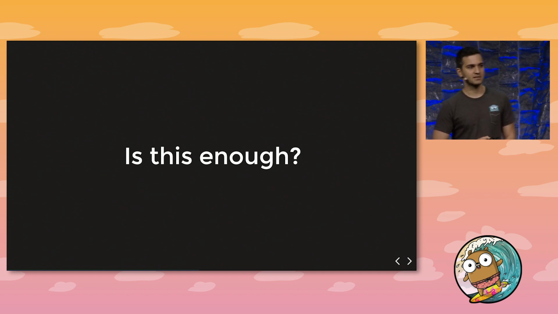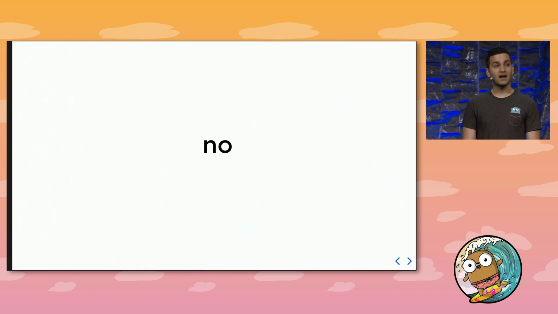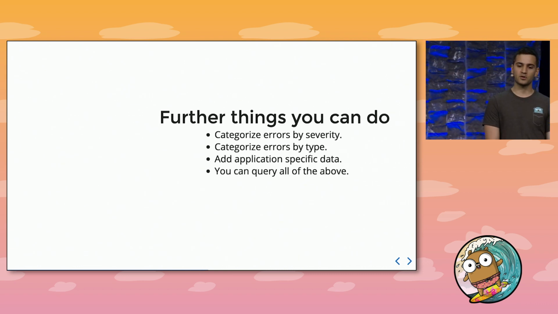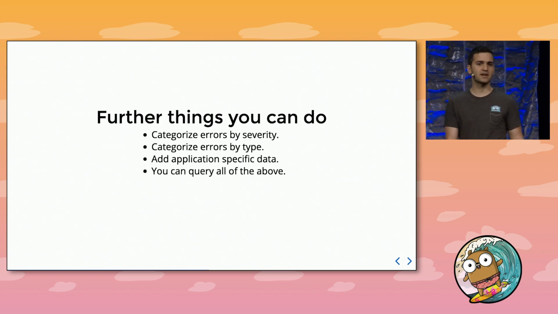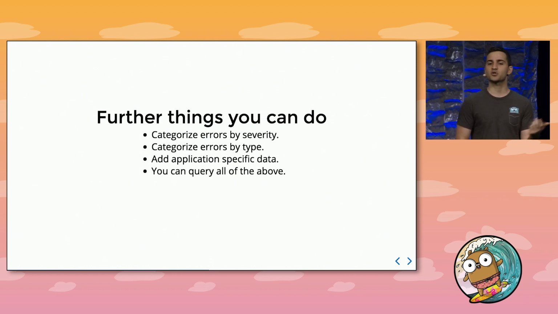But what about a complex system? What if you're writing a program that has to be maintained for a while? And the answer, I believe, is no. And here are further things you can do to your Go programs. You can categorize errors by severity. So just because an error happened doesn't mean it's an error that you should pay attention to.